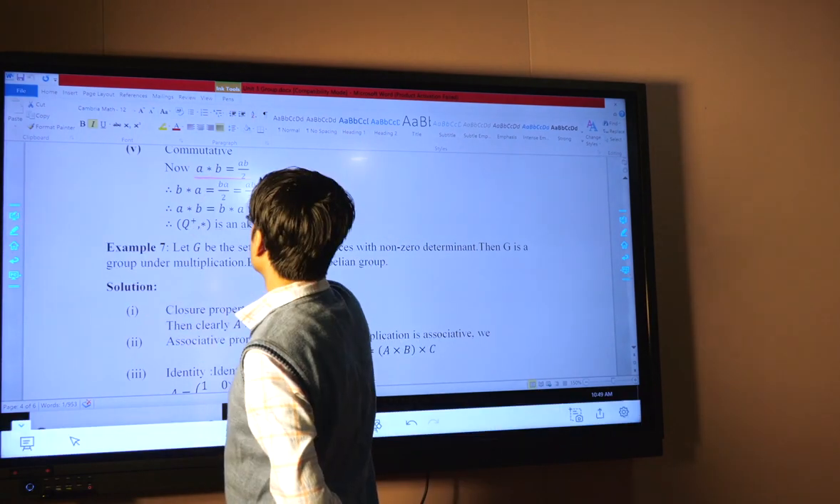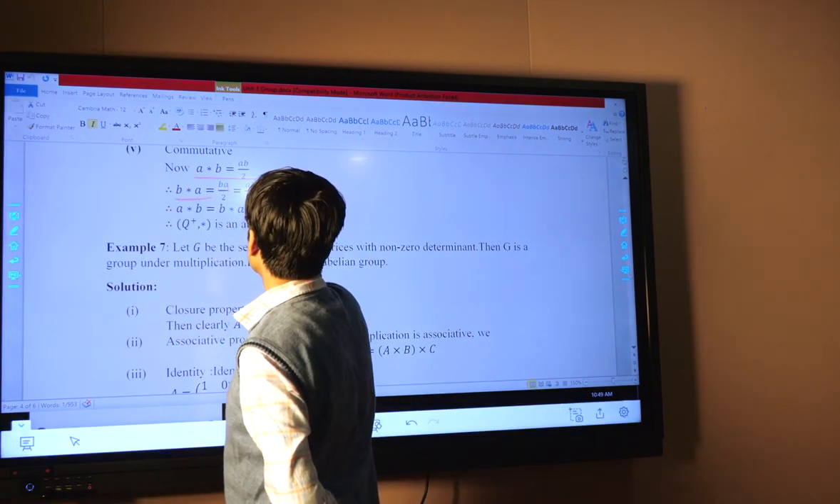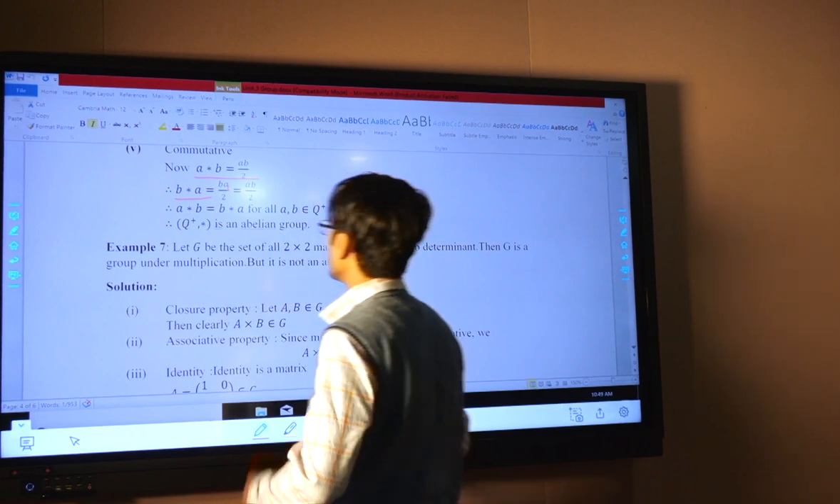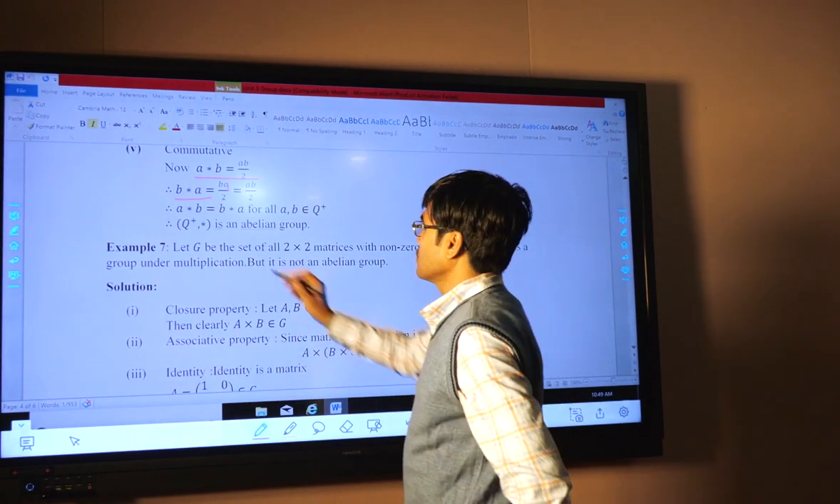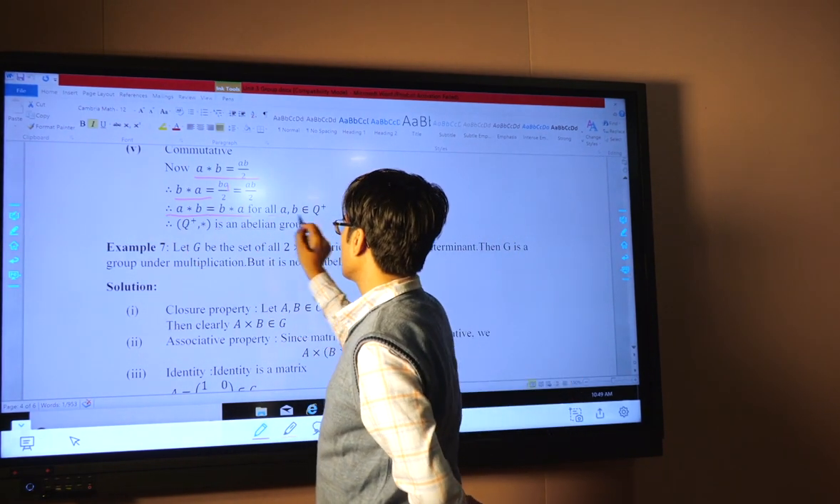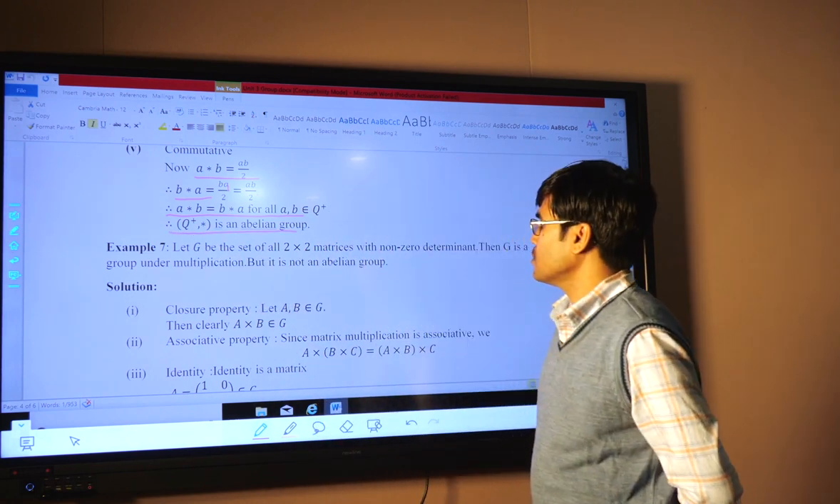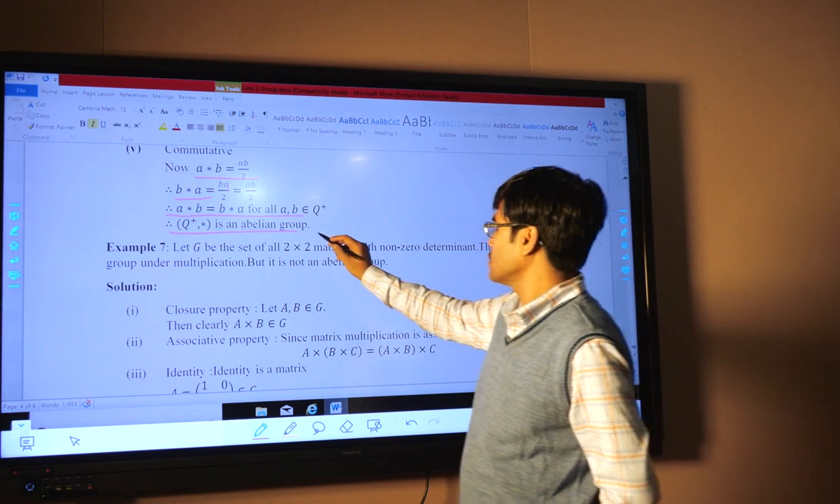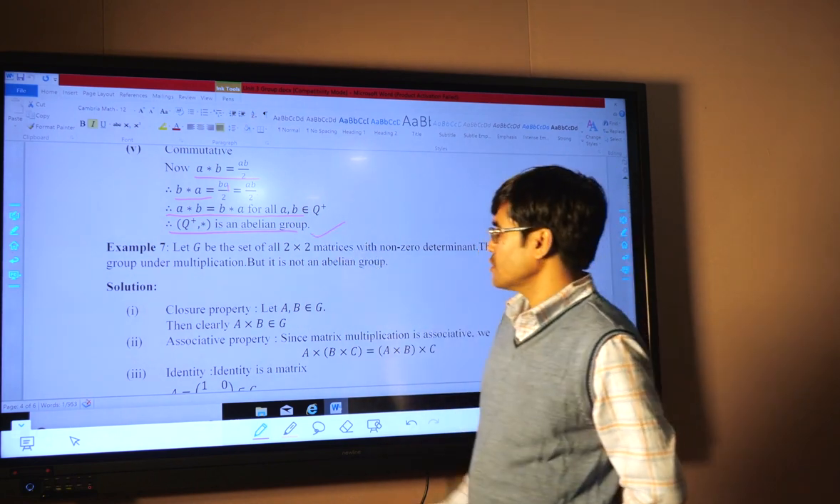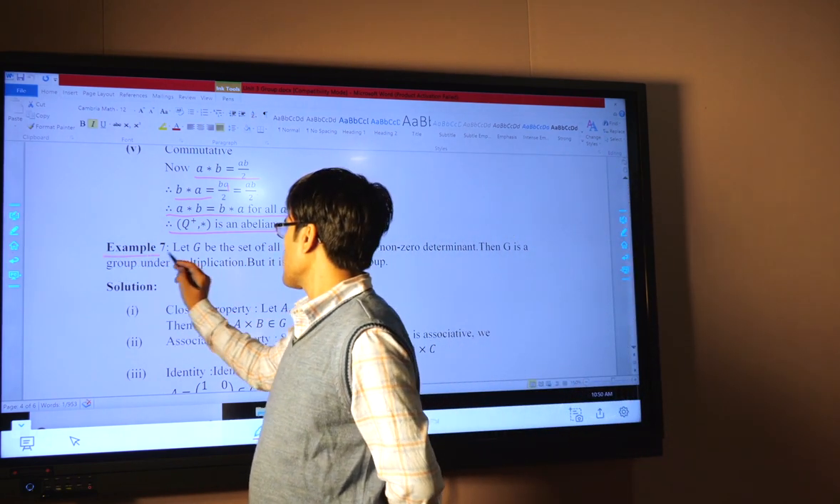Similarly, b star a is equal to ba by 2, so this is also ab by 2. So this condition is satisfied. Therefore, Q plus with binary operation star is an abelian group. So next we discuss example 3.